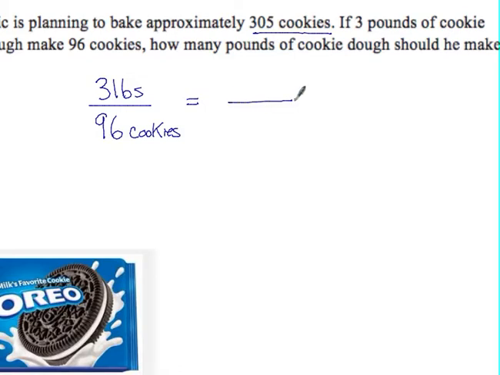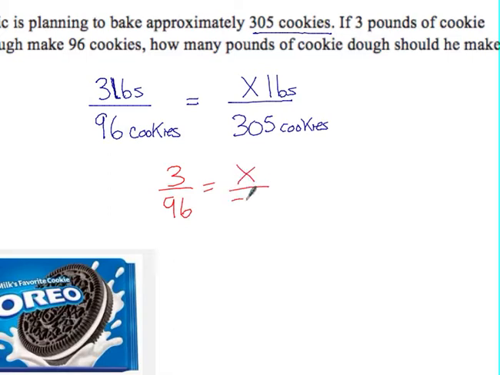Just so you guys know, because I know it looks a little confusing, this right here is a pound symbol, and it's not 31. So we're just making sure you understand. That's 3 pounds. Looks great. All right, moving on. How many pounds? Well, the pounds are on the top, so we're going to put an X there. And he wants to make 305 cookies. Let's figure out how many pounds of cookie dough he needs to buy here. So let's clean this up a little bit. We got 3 over 96 equals X over 305.